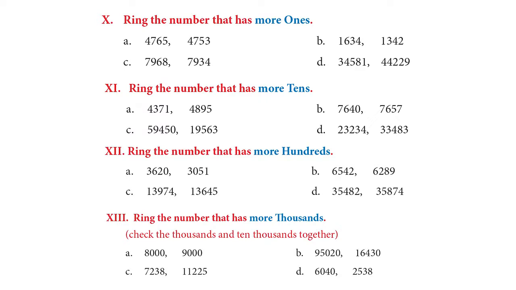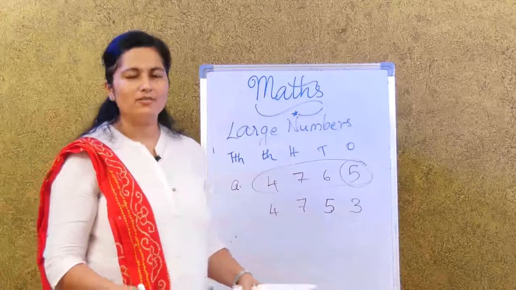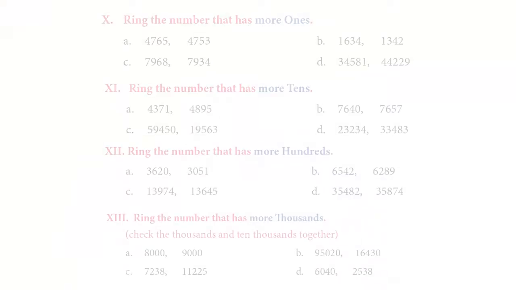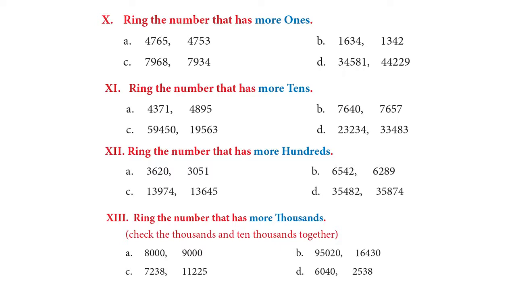Then next one, ring the number that has more tens. In the similar manner, put it in the place value house and look at it, and you will see that in A, the one that has more tens is 4895 in the second sum. The next one is ring the number that has more hundreds. Let us take a look at the example A, which has more hundreds, 3620 and 3051, 3620. Okay? Then the next one is more thousands.